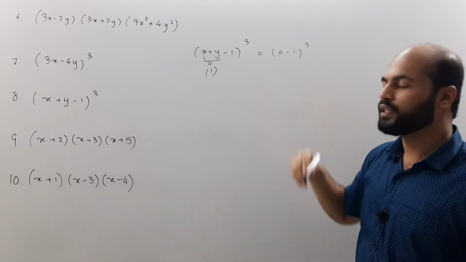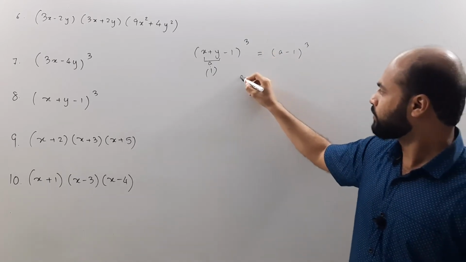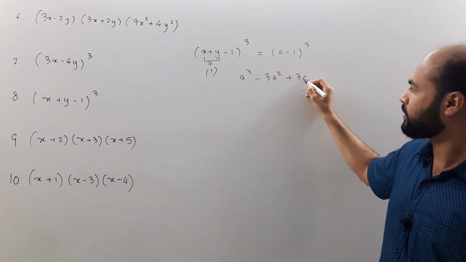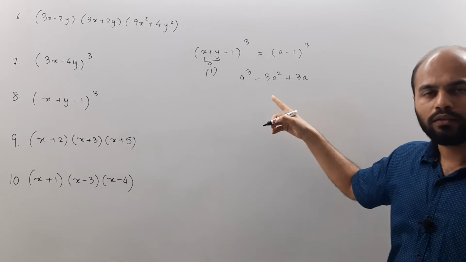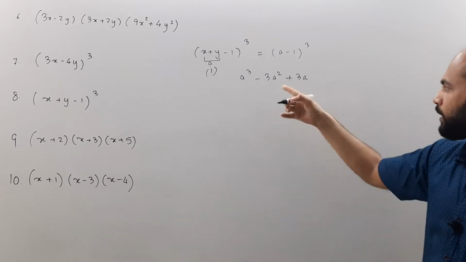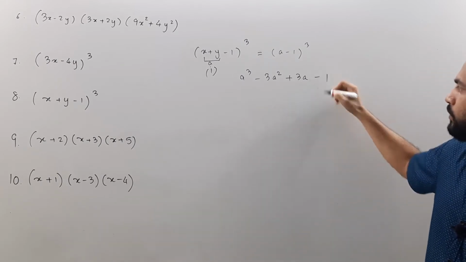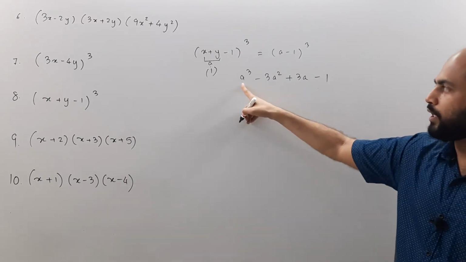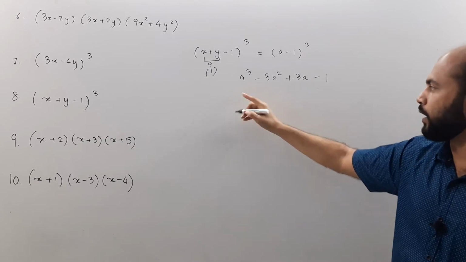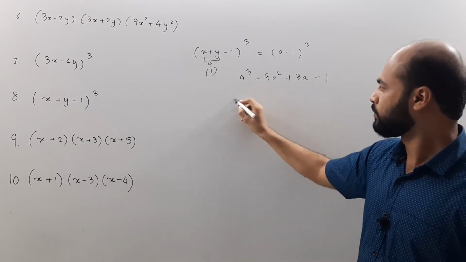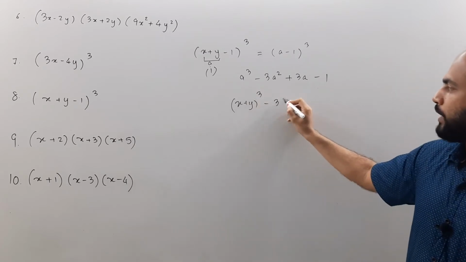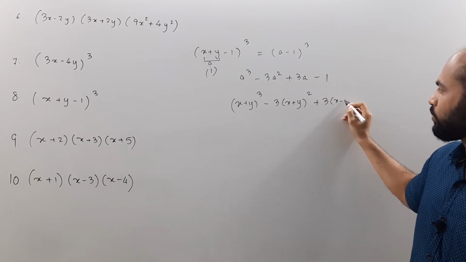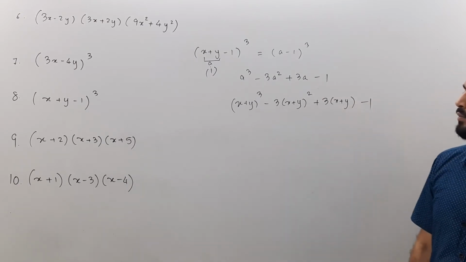Now we are very familiar with this, we can of course expand. So we will expand it as a cube minus 3a square b plus 3ab square. I am not writing the 1 because that will multiply and anyways it won't be there. So minus 1. This is what we get. Now in this particular expansion we can very well use x plus y. So we can resubstitute it: x plus y the whole cube minus 3 times x plus y the whole square plus 3 times x plus y minus 1. This is what we get.